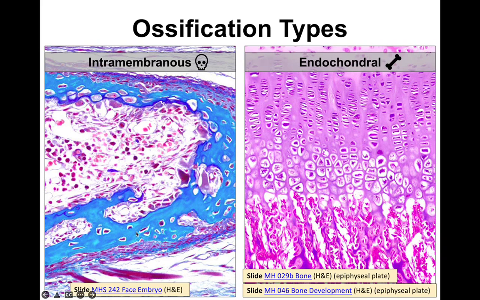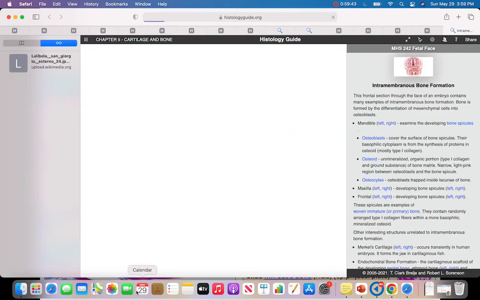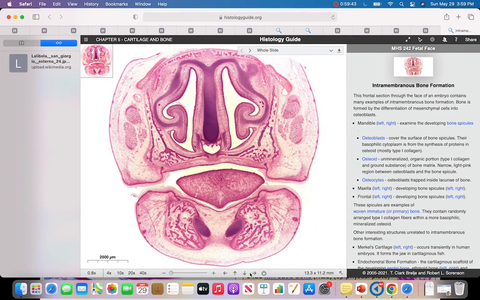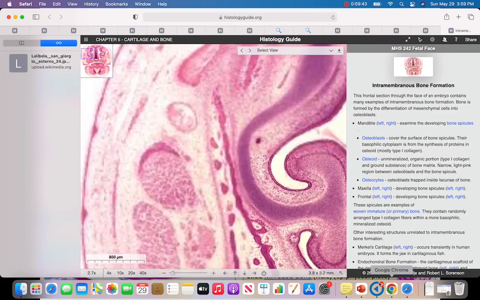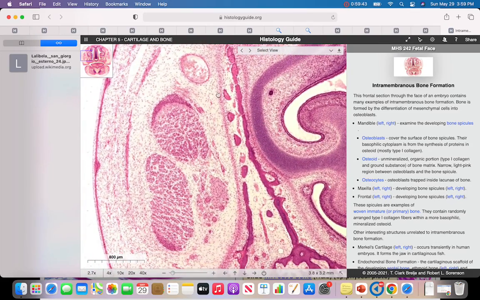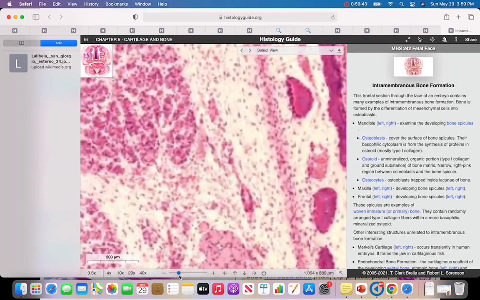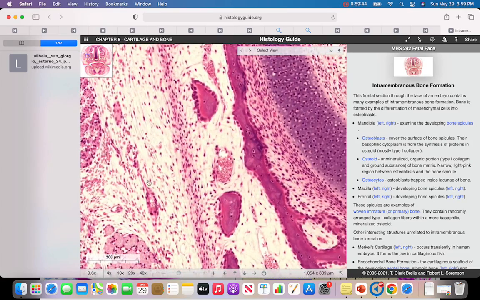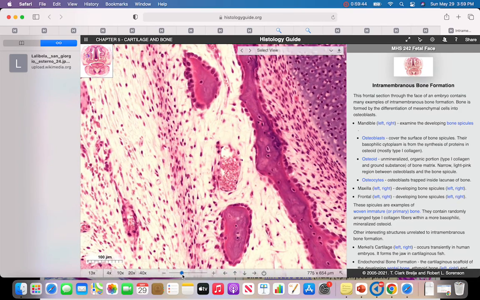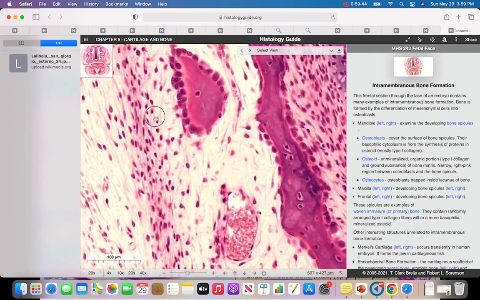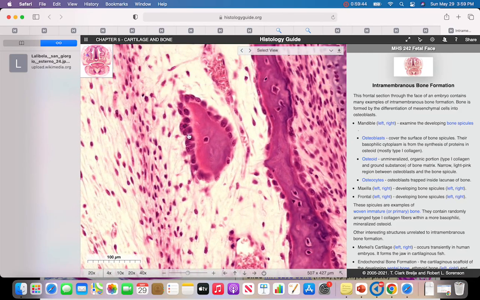So now let us see some slides from our slide box. First, let us see intramembranous ossification. This is the section of an embryonic face. Here there is a mesenchyme, an embryonic connective tissue. Some of the mesenchymal cells, the stem cells, aggregate and differentiate into osteoprogenitor cells. And osteoprogenitor cells differentiate into osteoblasts.